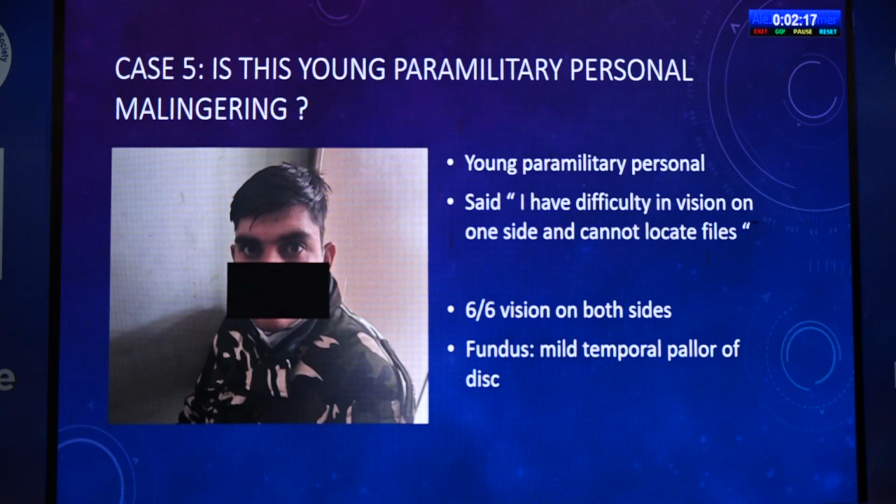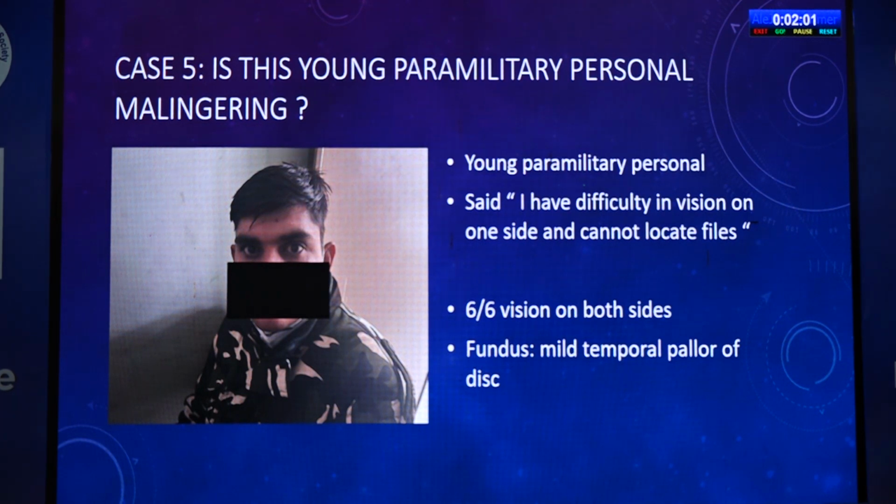Now, this fifth case was a paramilitary personnel, and he was labeled as a malingerer. First, he was shifted from field duty to office duty because he said, I cannot do my work properly. He's always had 6x6 vision. And even in office, he said, I cannot do so. He was referred to me as a possible case of malingerer.